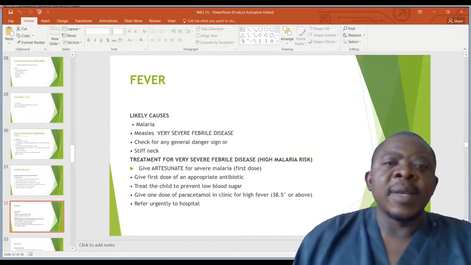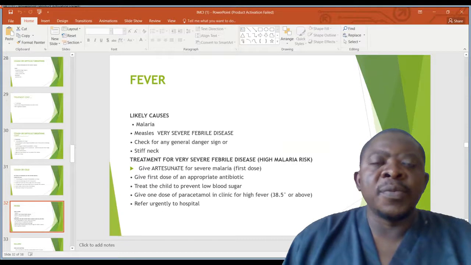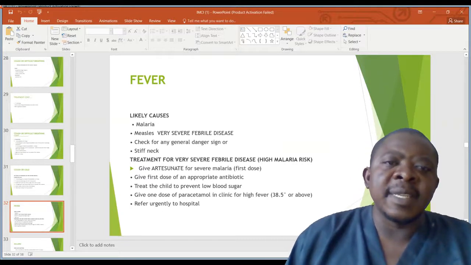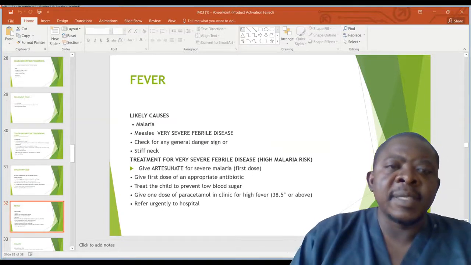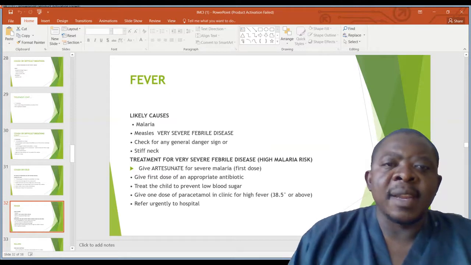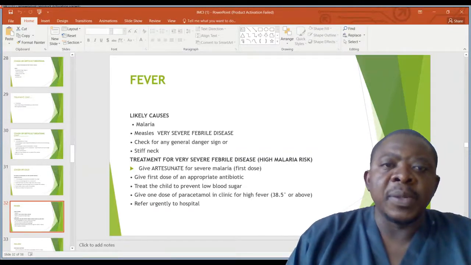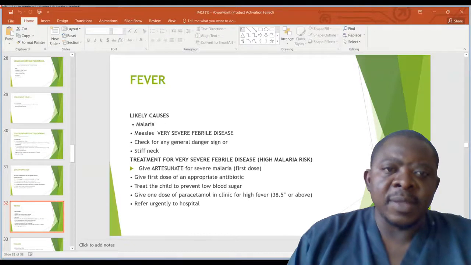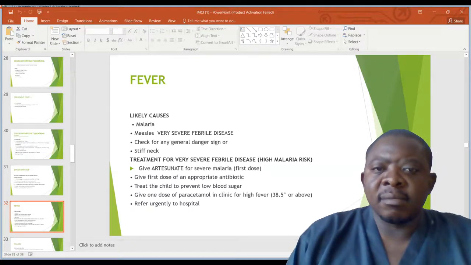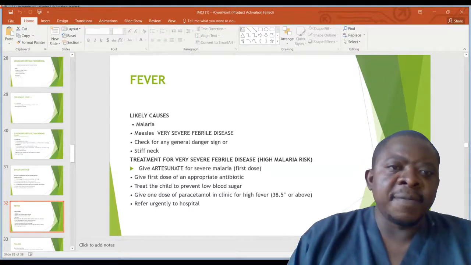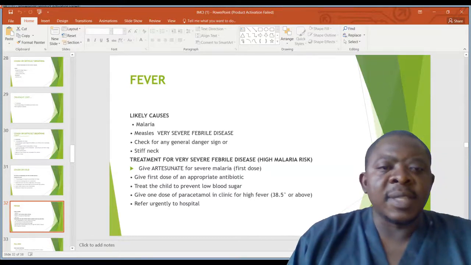Okay, so now we move on to fever, the IMCI assessment and classification of the disease. So fever likely causes include malaria, measles. So malaria, measles, and very severe febrile disease will be your diagnosis for red, and you can check for any danger signs like stiff neck, convulsing, lethargy. You can check for those.